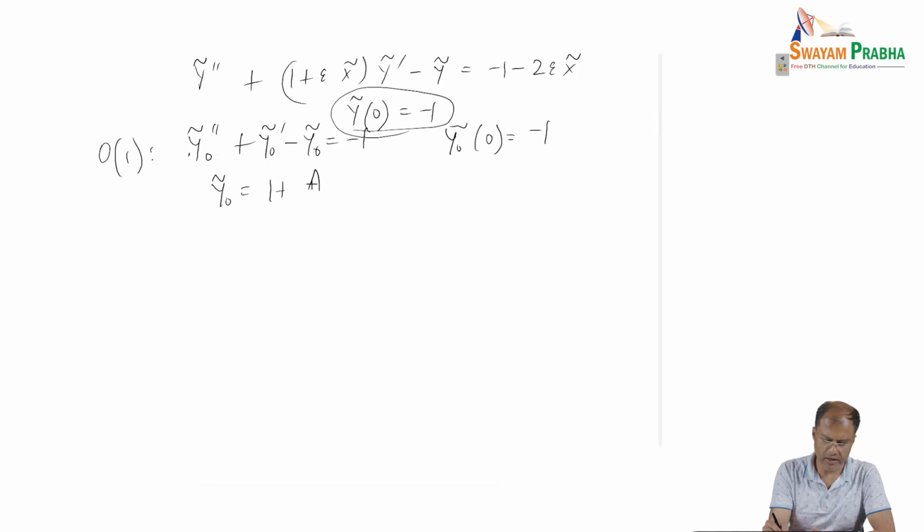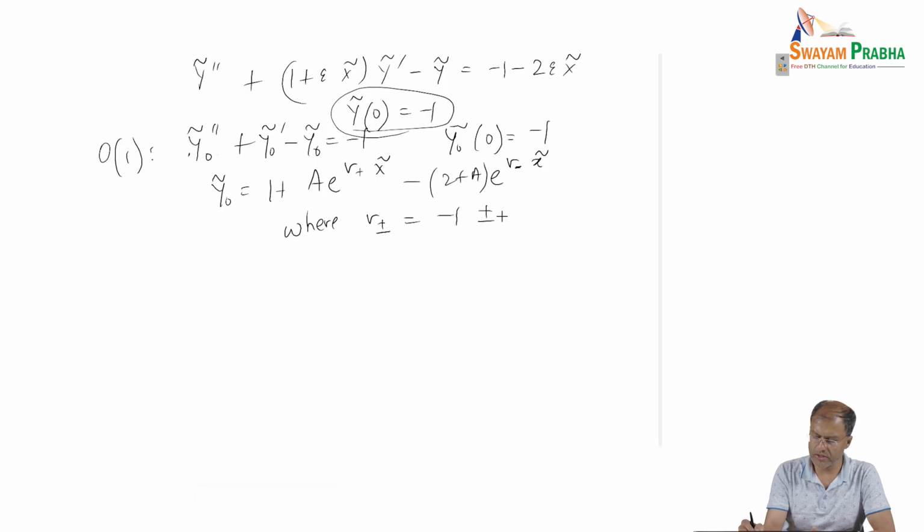And we see that y naught tilde is 1 plus a times e to the power r plus x tilde minus 2 plus a times e to the power r minus x tilde, where r plus minus comes out to be the golden ratio. We can easily solve this problem by plugging in y naught to be e to the power r x and solving for r using the quadratic equation. We will get r having two roots.